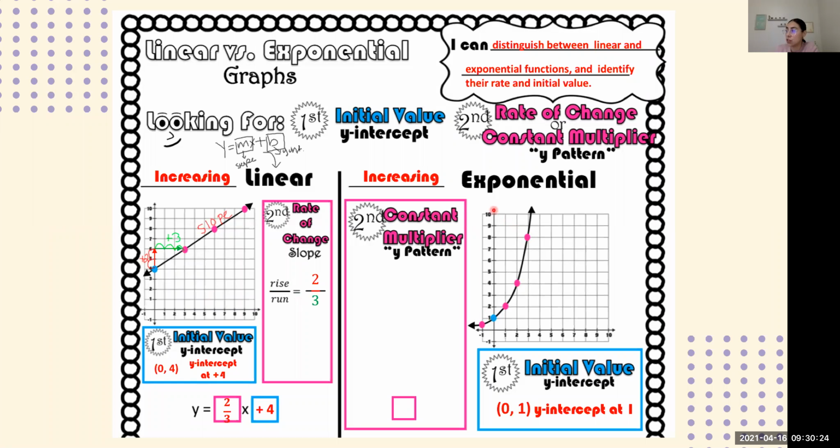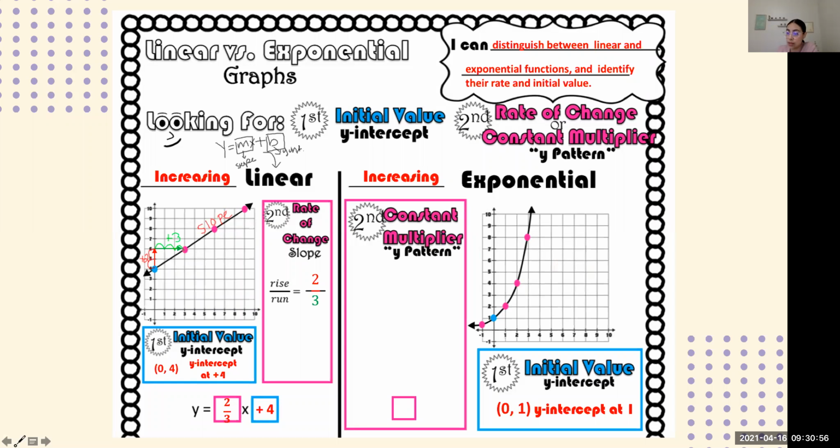All right, so come straight down the y-axis. We see a point on that y-axis. That is our y-intercept. So now comes the rate, the constant multiplier. How do we find out what the constant multiplier is here? Well, let's think back to our tables. Our tables was finding a pattern in the y's. We can still do that here. We just have to find our y's for this table.